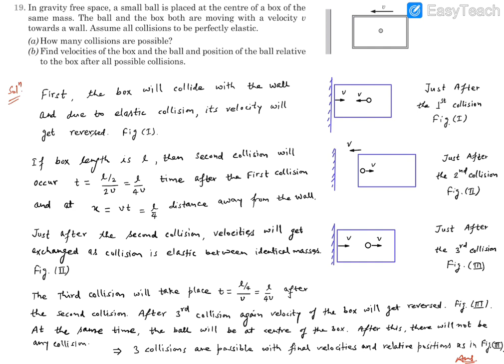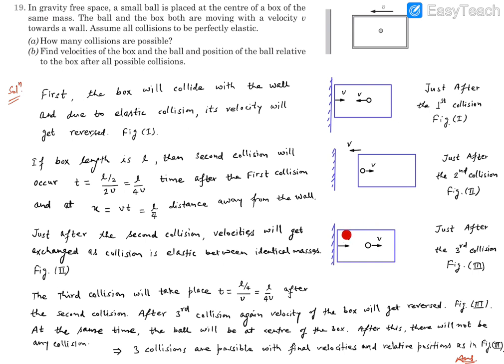So the question says how many collisions are possible. We say this was the first collision, second collision, third collision. Only 3 collisions are possible. And then we need to answer the second part, which says find the velocities of the box and ball and the position of the ball relative to the box after all possible collisions.